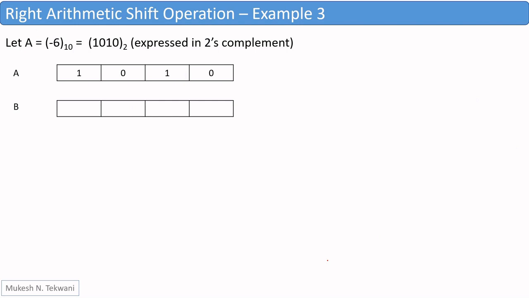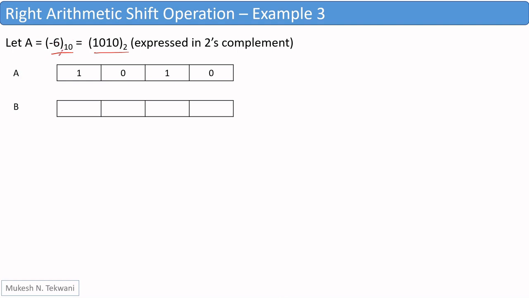Now let us consider a very interesting example where we have to shift the bits of a number which is negative. So we are given a number -6 in the decimal system. This number we know can be expressed in 2's complement as 1010. This is in the 2's complement. This 1 bit here indicates to us that this number is a negative number.